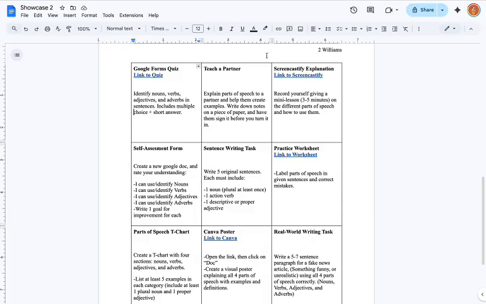Then we have teach a partner, which is explain parts of speech to a partner and help them create examples. Write down notes on a piece of paper and have them sign it before you turn it in. And I am requiring them to write down notes and have their partner sign it, just so that I know for a fact that they did that assignment.